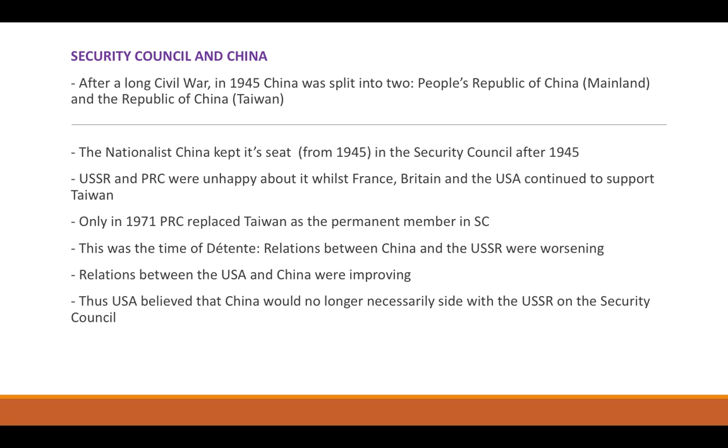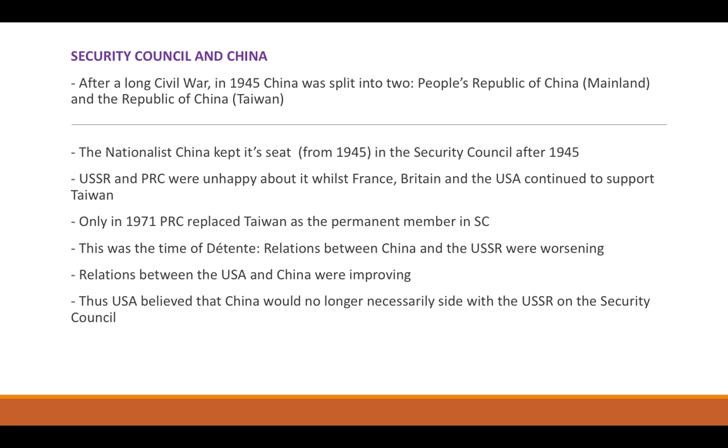So, USSR and People's Republic of China, starting from 1949, when PRC was established, they were unhappy about it. They wanted PRC, People's Republic of China, the Communist China, to be represented in the Security Council of the United Nations. This lasted quite a while.